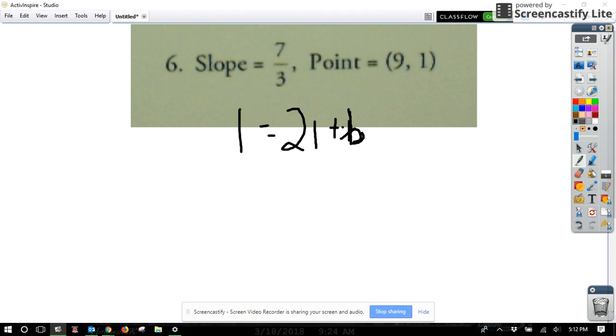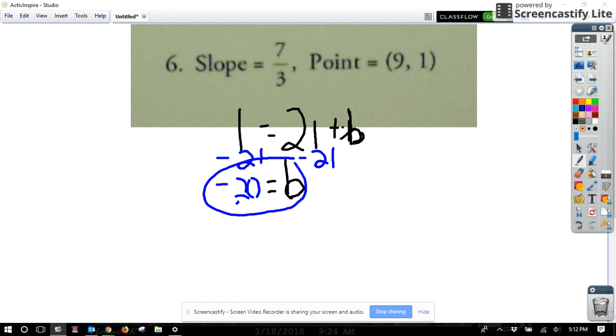Some of you in class got to this point and you kind of got stuck. You're like, I've got to this. What do I do? Remember, you're just solving for that variable. You want this variable by itself. So you have to do the opposite. And here, since that's a positive 21, you're adding it. You just subtract 21. And remember, you got to do that on the other side. 1 minus 21 is negative 20. Okay. So we have that b is negative 20.